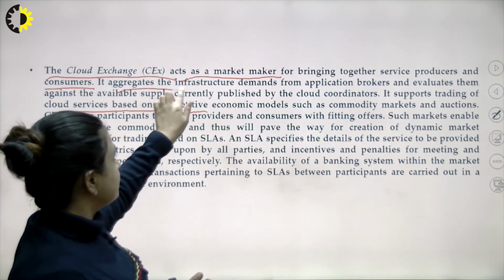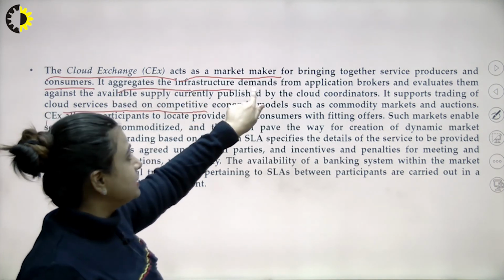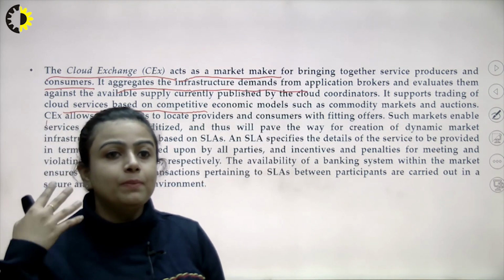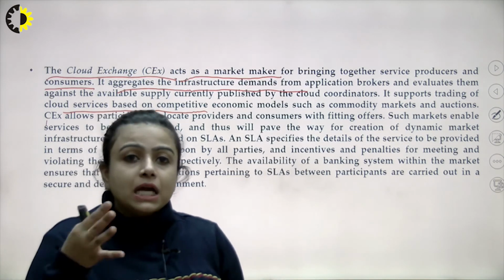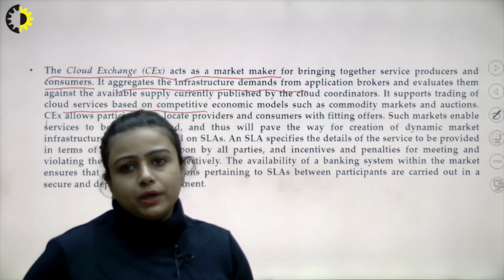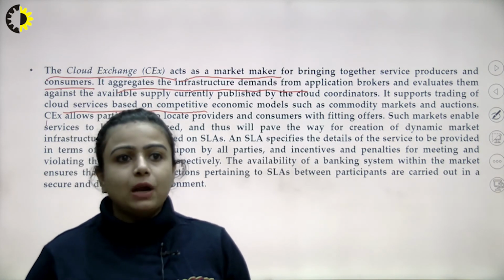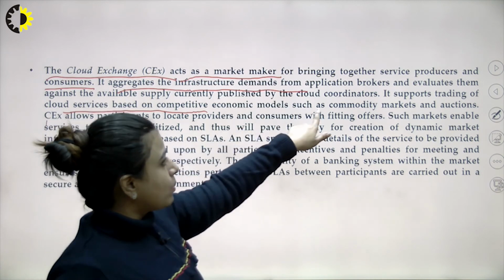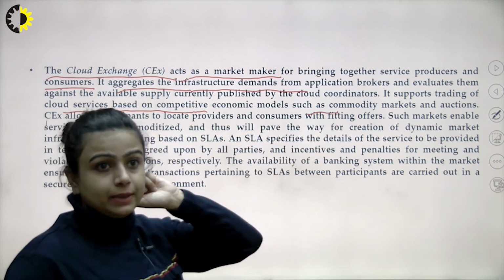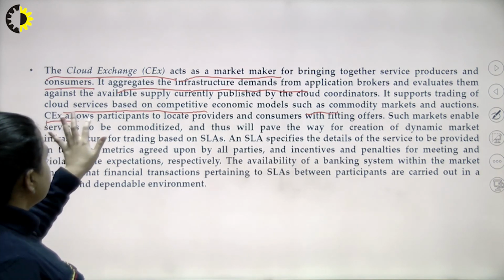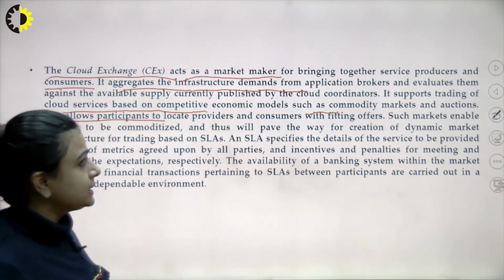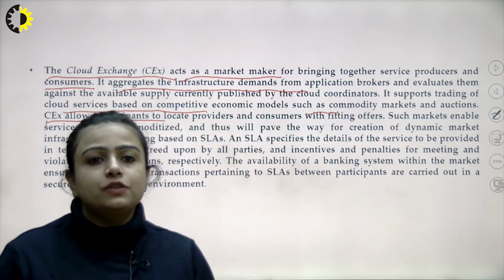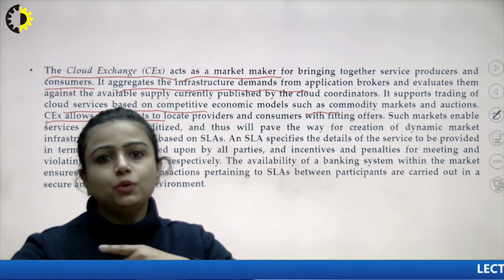Also it is joining, meaning it is mixing the infrastructure demands from the application brokers, then identifying and studying them, and then matching them against the available supply currently published by the cloud coordinators. It supports the trading of cloud services based on competitive economic models, such as the commodity market and the auctions which are regularly taking place. Then the cloud exchange also helps locate the providers and consumers with fitting offers. Like, let's say I am a service provider, and there is a customer who wants the services which I am exactly providing, so it will also match up those particular requirements.